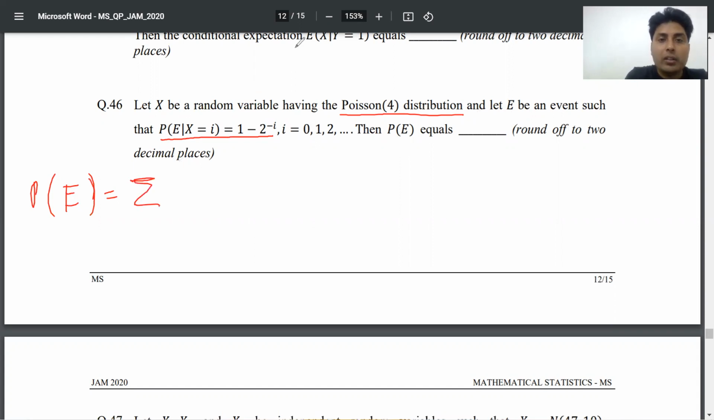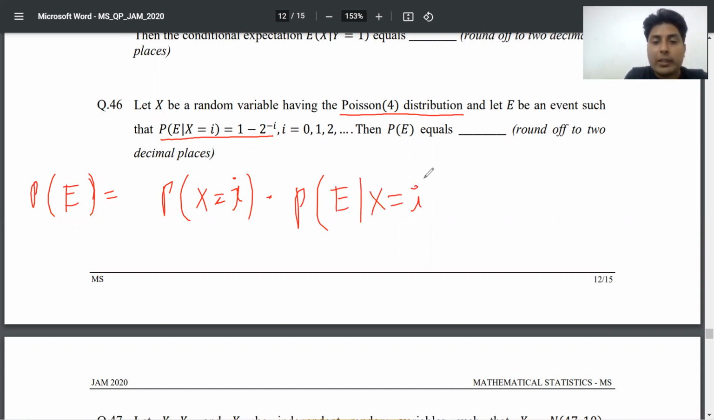So we can write the probability of E as the probability of X equal to i times the probability of E given X equal to i, with i taking values from 1 to infinity in a summation. So this is the formula for the total probability concept. So it's a summation i from 1 to infinity.